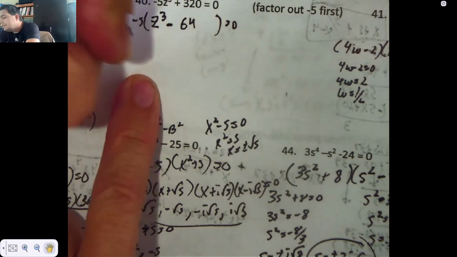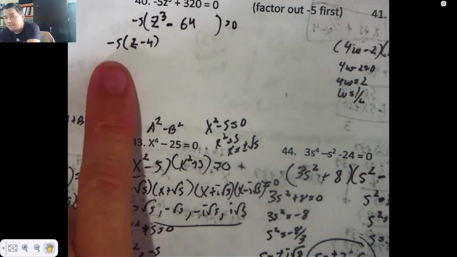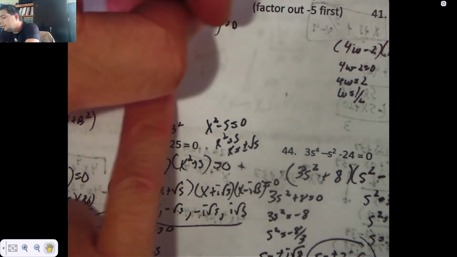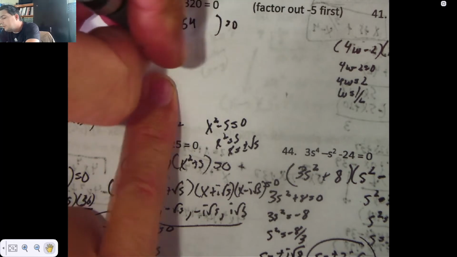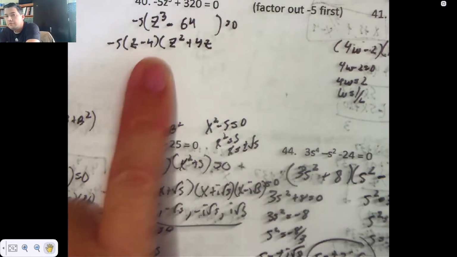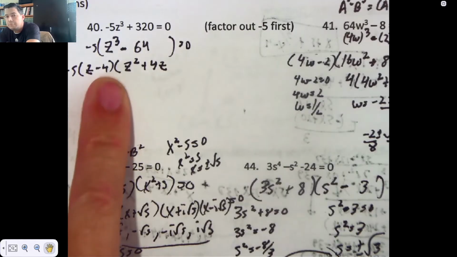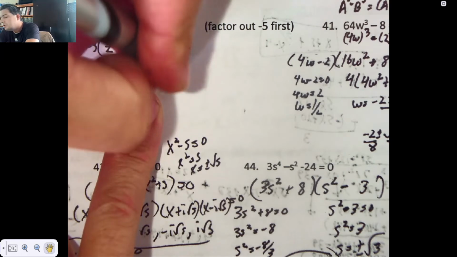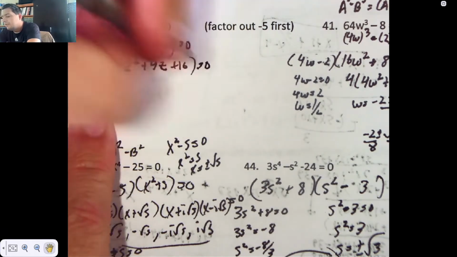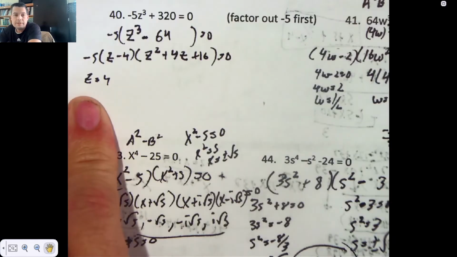Negative 5z minus 4, because a is z, b is 4. 4 times 4 times 4 is 64. z squared plus 4z, because I'm supposed to multiply those two together. If you glance over at what I wrote earlier, plus 16, because you're supposed to square that term right there. And again, still equal to 0. This one's easy. That says z is 4. It's as simple as changing signs when you leave.